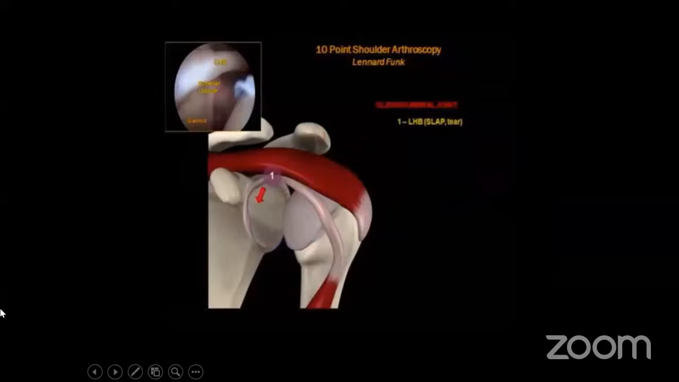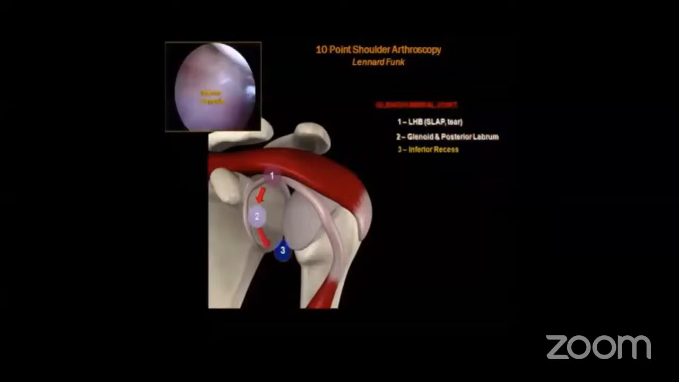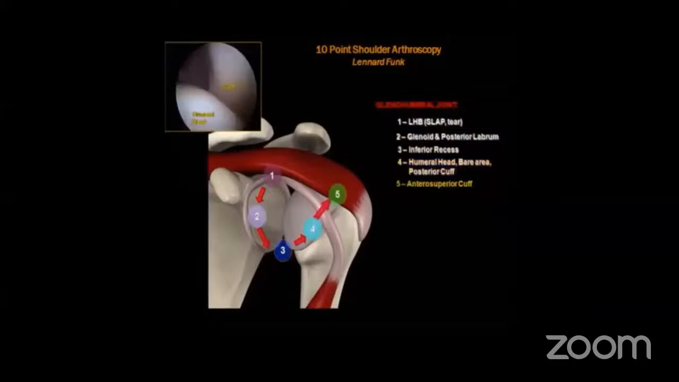So the first thing that you need to check is your long head of biceps tendon for any SLAP tears. The second is the posterior glenoid and the posterior labrum. The third is the inferior recess or the axillary pouch. Fourth is the posterior aspect of the humeral head, the bare area, and the posterior cuff. The fifth is your anterosuperior cuff.